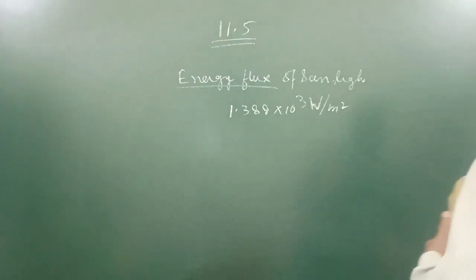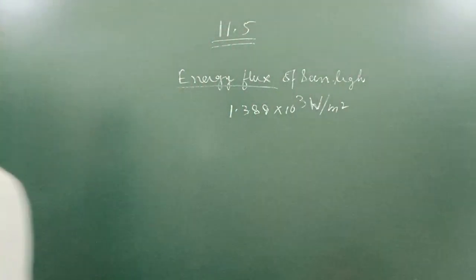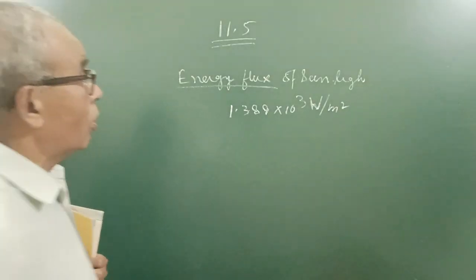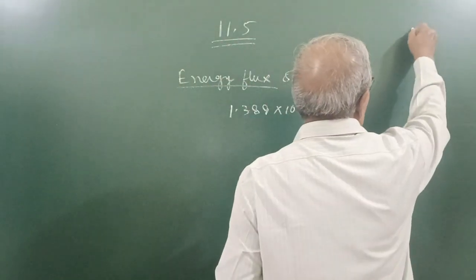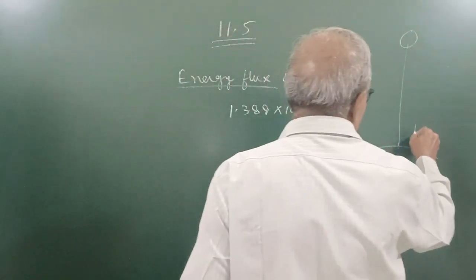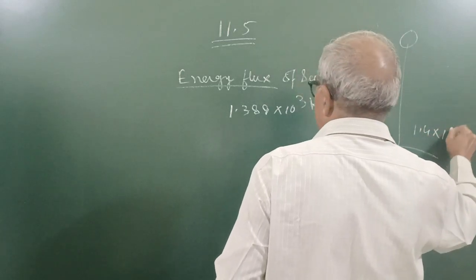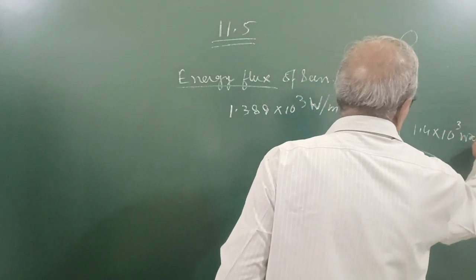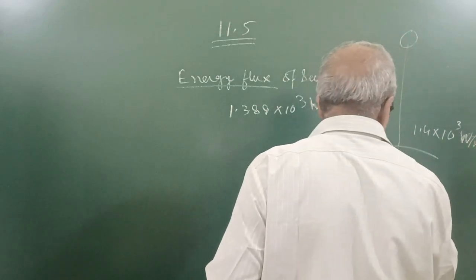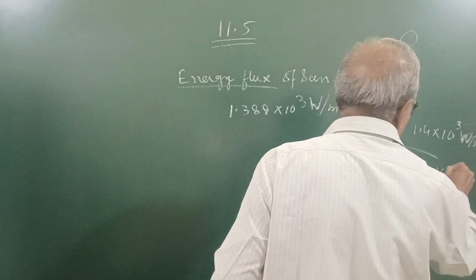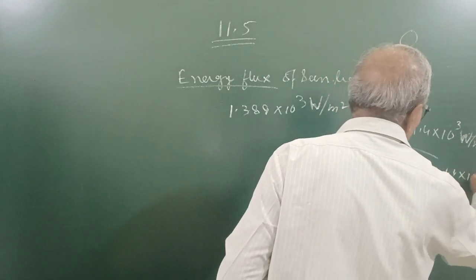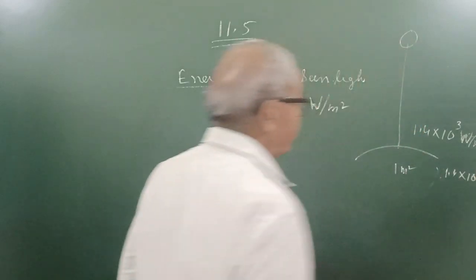I emphasize again and again that please learn the word meaning. Flux means intensity, flux means continuous flow. Continuously we are getting heat from the sun on the earth's surface at the rate of, you can take it, 1.4 into 10 to the power 3 watt per meter square. What does it mean? On 1 meter square area, 1.4 into 10 to the power 3 joule of energy falls per second.